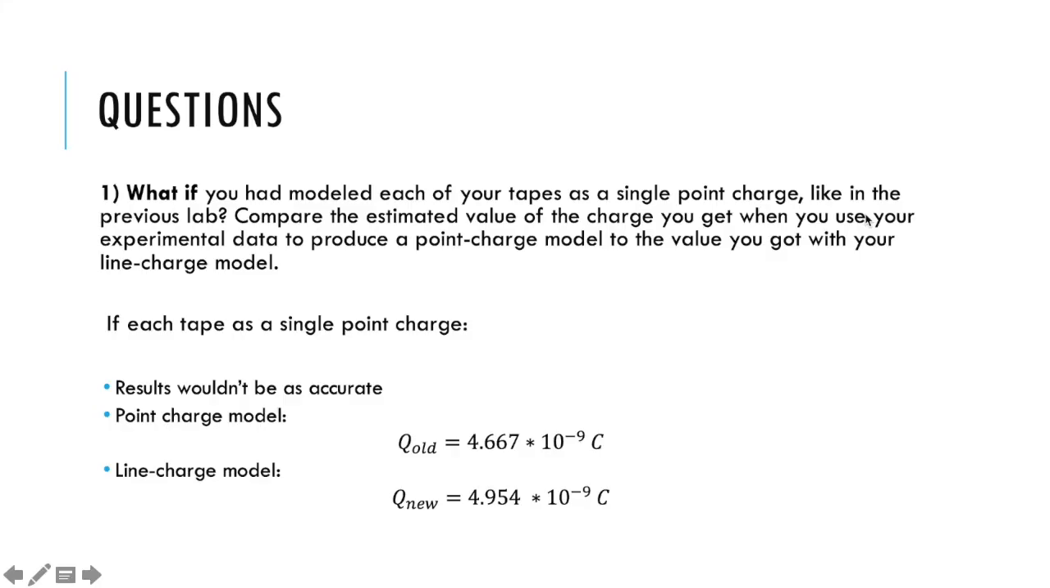So the first question, if we model each tape as a single point charge, the results wouldn't be as accurate as they are right now, because the point charge model gives us a Q of 4.667 times 10 to the negative 9 coulombs, and the line charge model gives us a Q nu of 4.954 times 10 to the negative 9 coulombs. However, these estimated values are not that different from each other, and they result from having more charges to model the line charge rather than just having a single point charge.